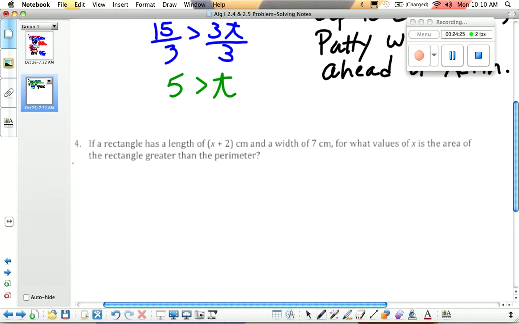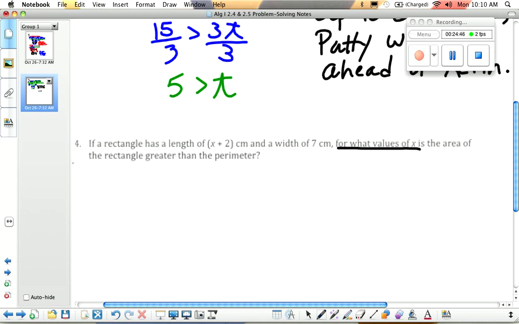So if a rectangle has a length of x plus 2 centimeters and a width of 7 centimeters, for what value of x, notice this time it says for what values of x, this time we are going to have to take it all the way to x, is the area of the rectangle greater than the perimeter? So right here, let's just do this right now.